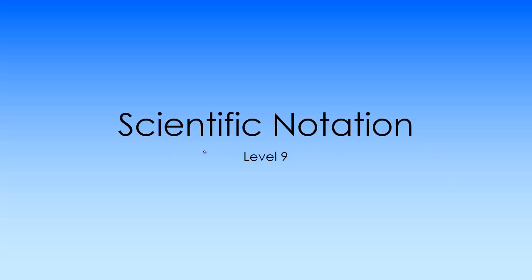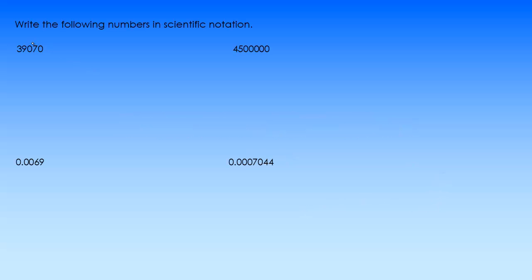Scientific notation. You'll also find this referred to as standard form in some textbooks. We want to write the following numbers in scientific notation. Now, in scientific notation, a number is always written in the form a times 10 to the power n, where a is always a number between 1 and 9.99999. So we could write that as a being between 1 included and 10 not included.